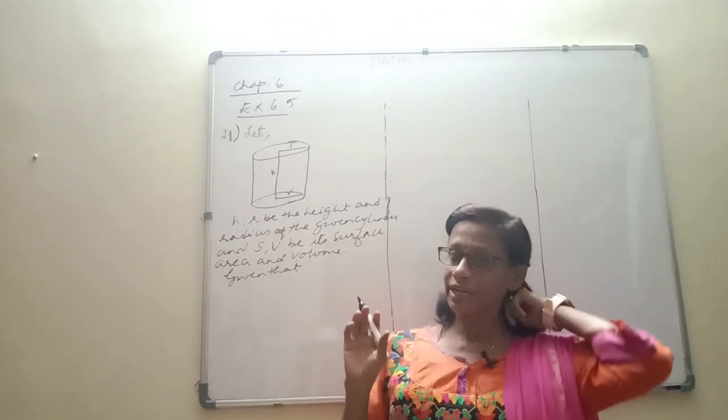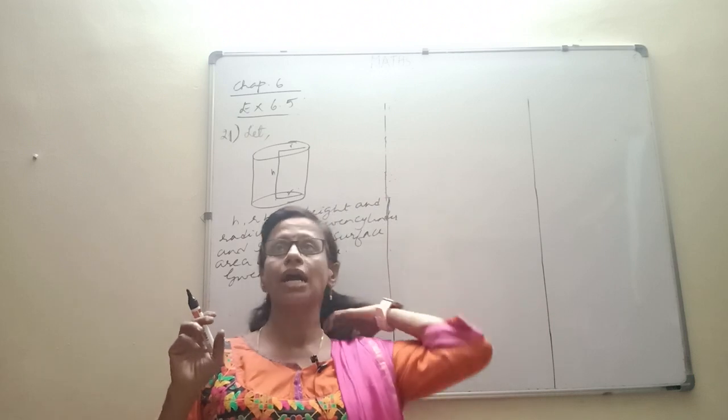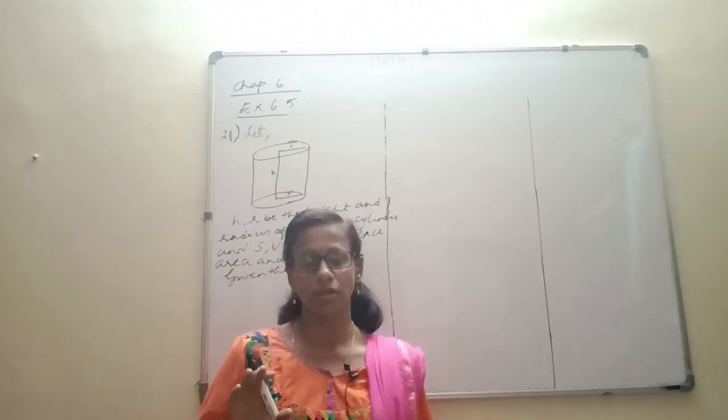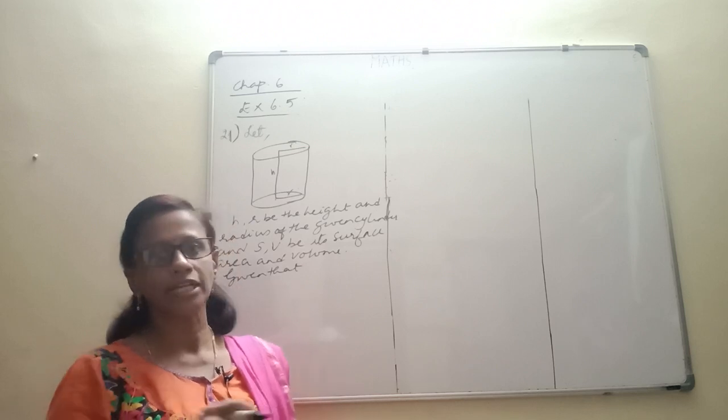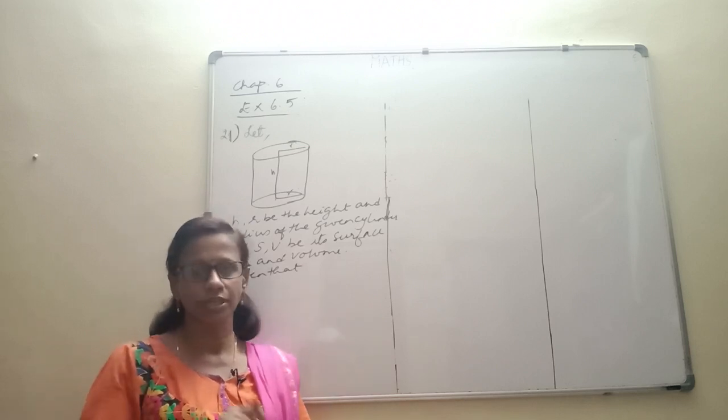So you just have to find the dimension. That means you have to find the height and the radius. That's all. They have not put any condition. In the previous question they had also told that h should be something, and all that. So that work of yours is reduced.